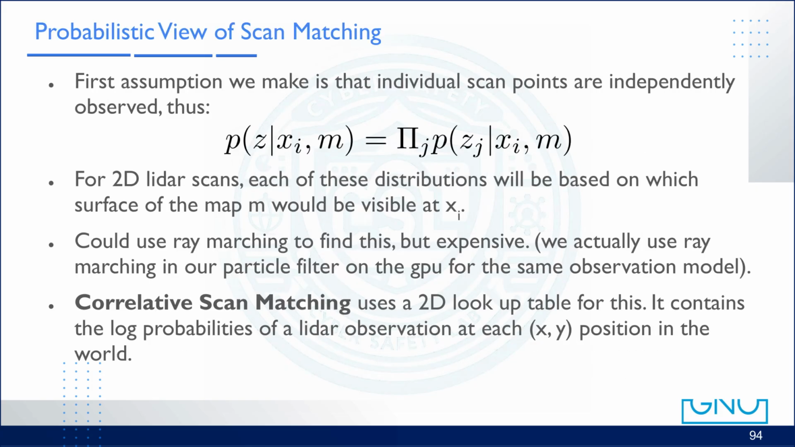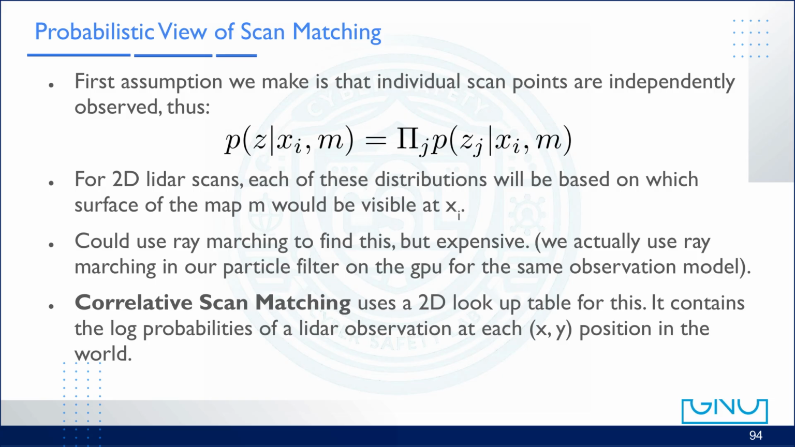To simplify the observation model in scan matching, we make a key assumption. Each LiDAR scan point is observed independently of the others. This allows us to break down the probability of the full scan into a product of individual point probabilities. Mathematically, this is written as the probability of observation z given pose x and map m equals the product of the probabilities of each scan point z_j given the same pose and map. In other words, instead of modeling the scan as a whole, we treat each ray independently.